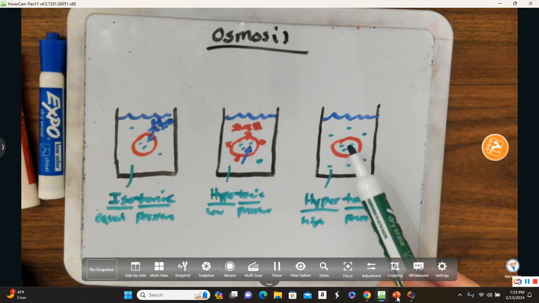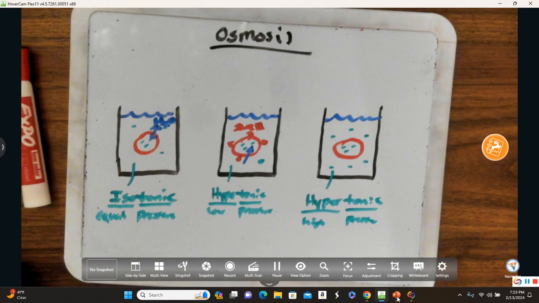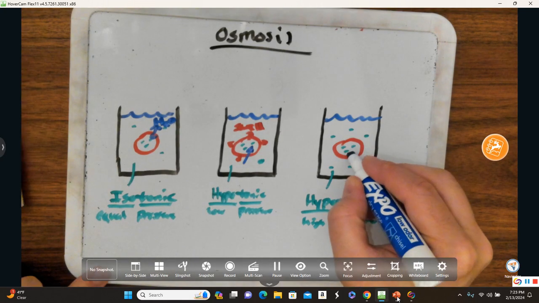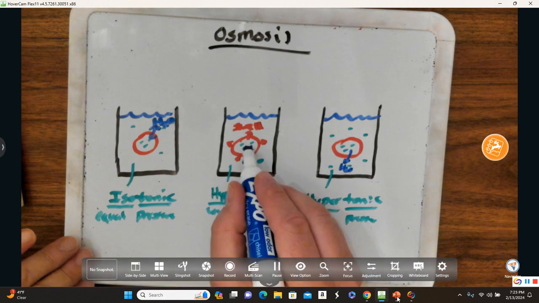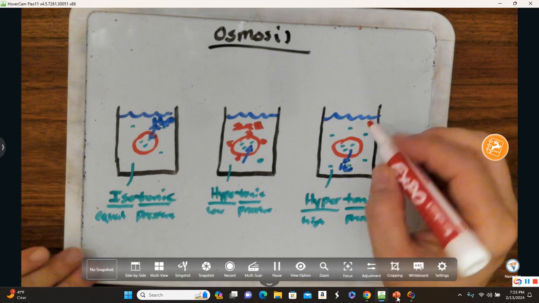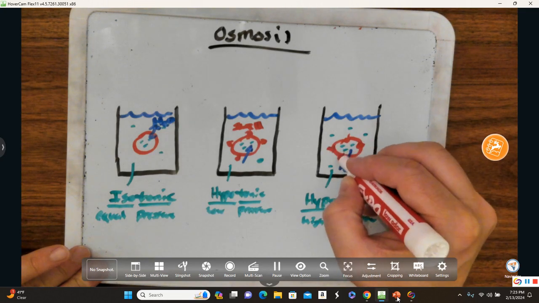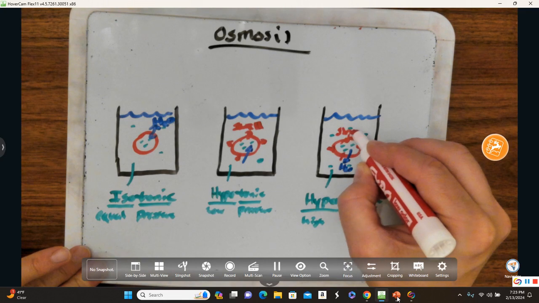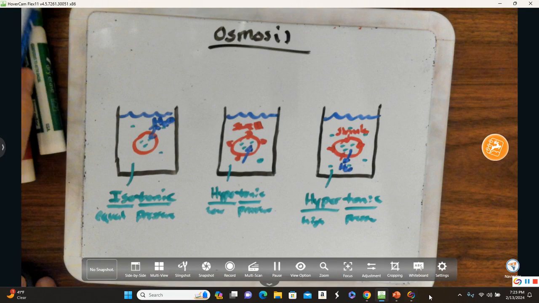The cell here, okay. So the cell is going to have a higher osmotic pressure than the stuff outside. So what's going to happen is it's going to draw the liquid out. Water's going to move out. What this cell is going to do is it's going to shrink. It's going to shrivel up. Okay, shrivel.